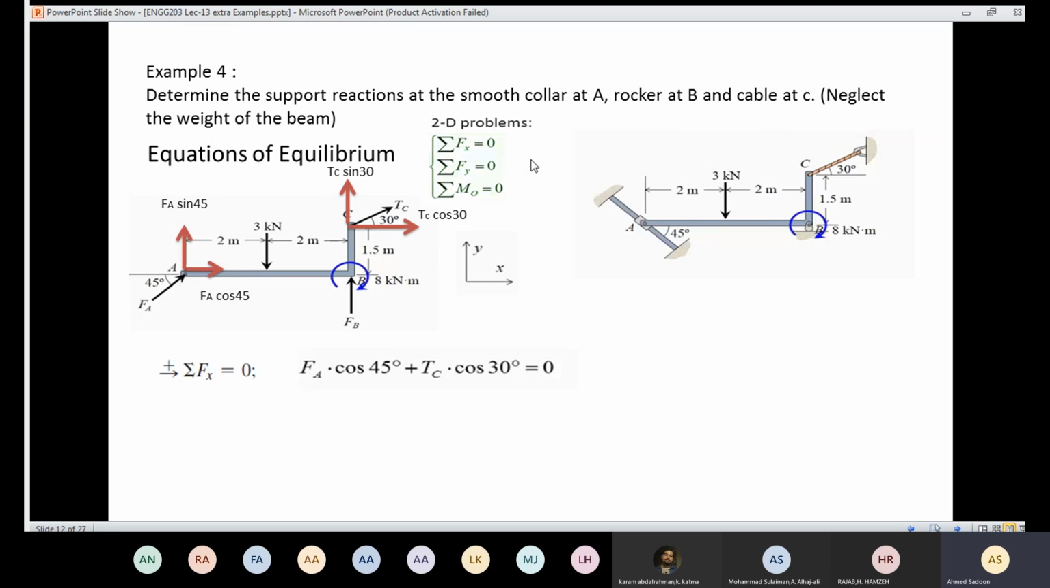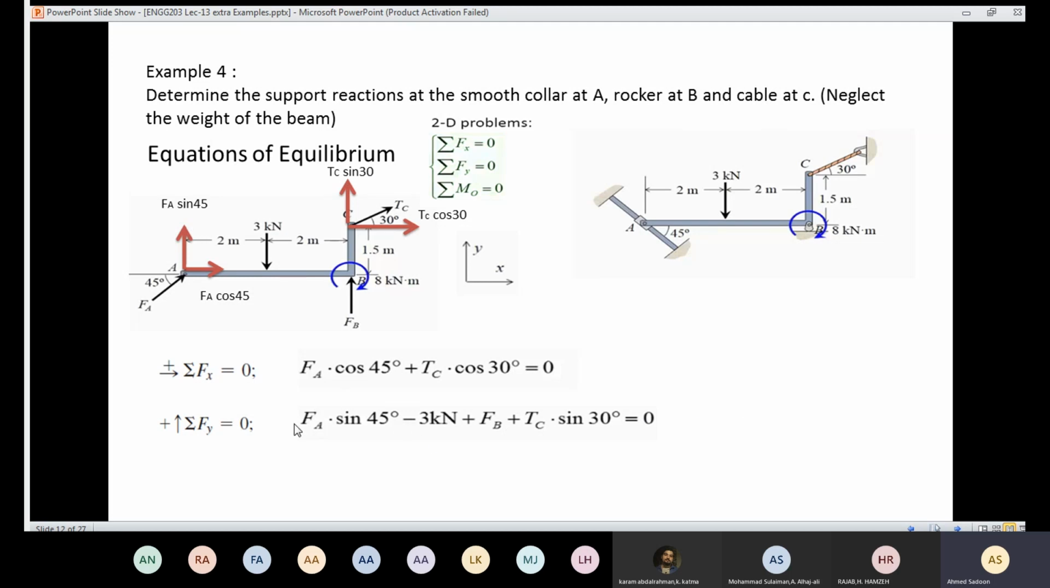It cannot be solved. Then I'm going to use the second equation, which is the summation of the forces in the y-axis equals 0. Again, the sign convention is very important. Now we are going to look at all the forces in the y-axis. FA sine 45 is going to be positive according to the sign convention. The 3 kilonewtons is going to be negative. FB is going to be positive. TC sine 30 is going to be positive as well. So we have FA sine 45 positive, 3 negative, FB positive, and TC sine 30 positive. The summation should equal 0.